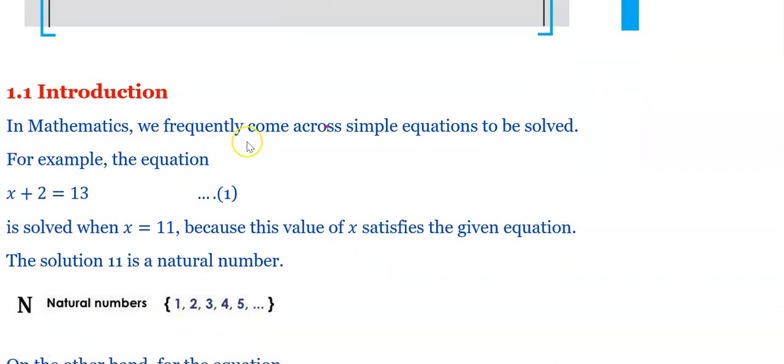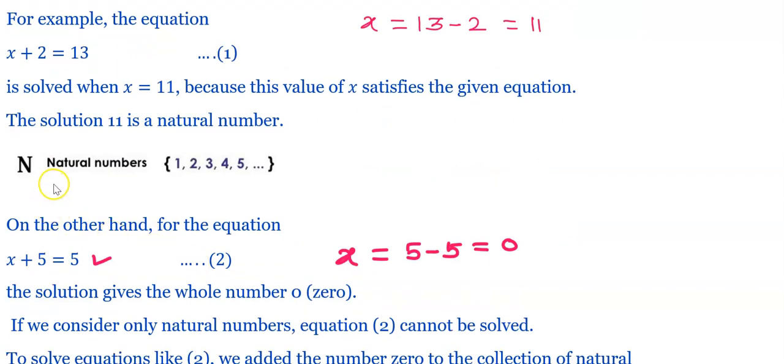In mathematics, we frequently come across simple equations to be solved. For example, x + 2 = 13. If I solve this equation, I shift the 2 to the right-hand side. It has a plus sign, and that will become minus. Therefore, you will get 13 - 2, which equals 11. Now x = 11 is the solution of this equation, and it is a natural number, that is N = 1, 2, 3 up to infinity.